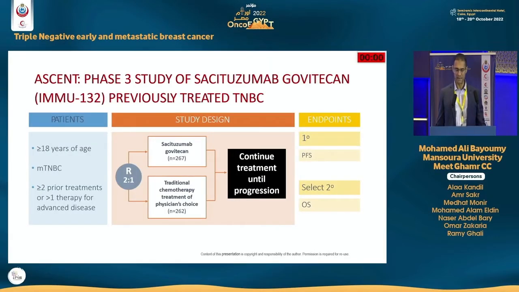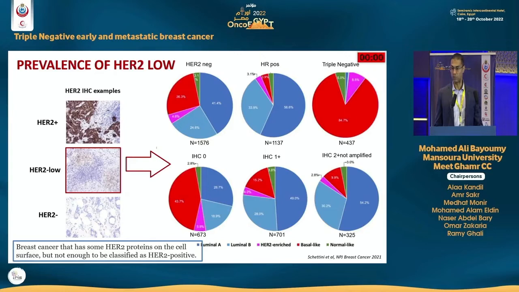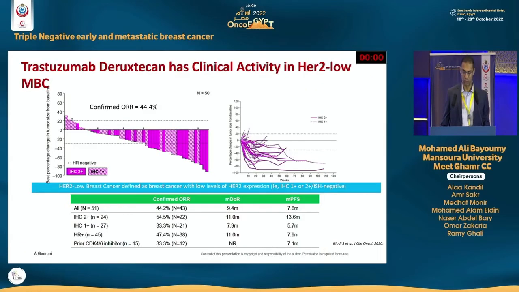The recent advance is the use of ADC, or antibody drug conjugate. Sacituzumab govitecan was proven by the ASCENT study, which randomized patients after two or more chemotherapy lines to receive the ADC versus the treatment of physician's choice. You can find a significant improvement in progression-free and overall survival. What about low HER2, which is a new expression category added for triple negative? These are a group of patients that have some HER2 protein on the cell surface, but not enough to be classified as HER2 positive disease.